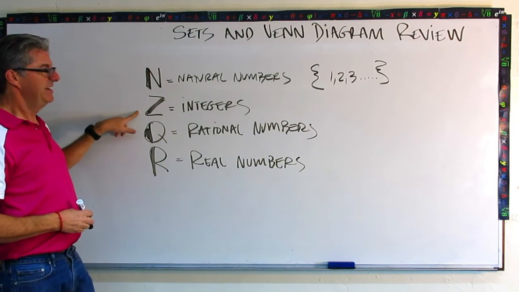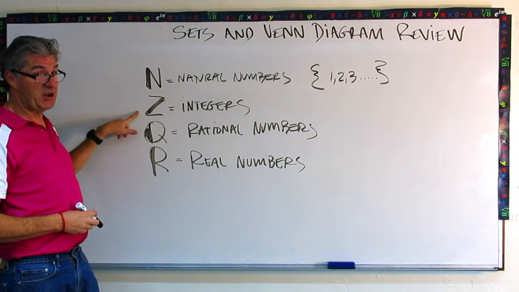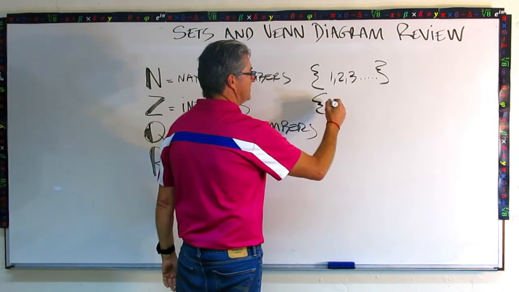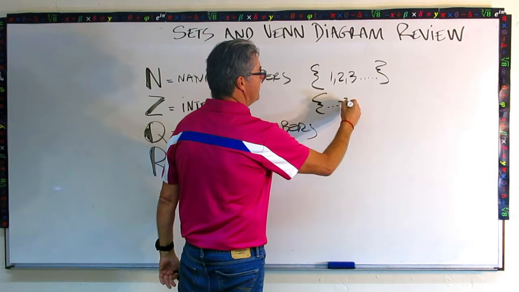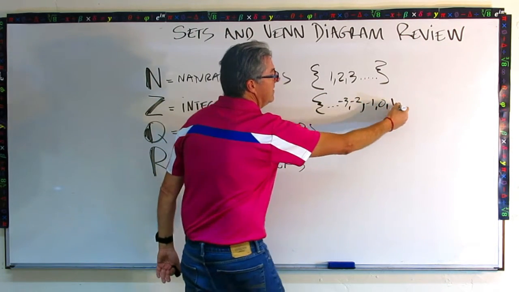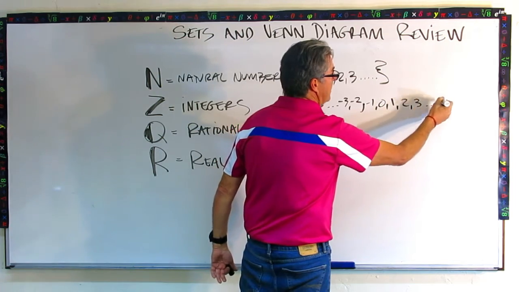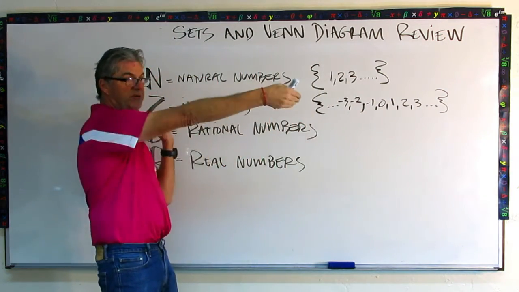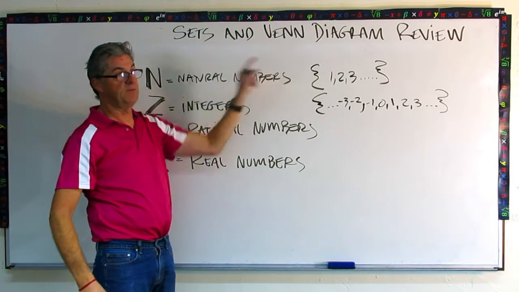Now, integers is just like natural numbers, but it includes 0 and the negatives. So the way we can write that one is this. -3, -2, -1, 0, 1, 2, 3, dot, dot, dot. So you can see that this set just goes both directions instead of the natural numbers which just goes one direction.